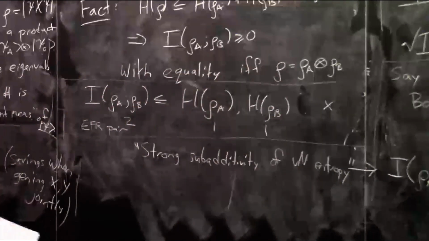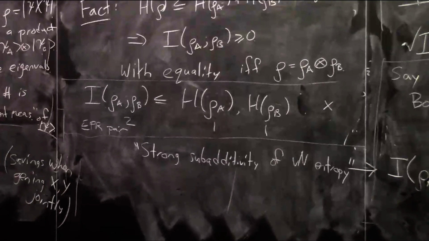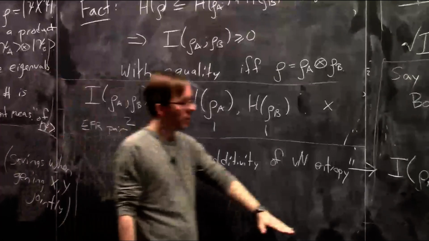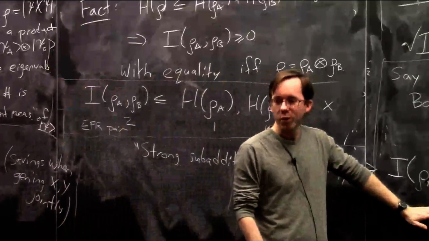And this was conjectured by different groups in the 60s. And it was finally proven in 1973 by Elliott Lieb and Mary Beth Ruskai. And it's hard. I mean, it's not insanely hard, but I guess it would take like 2 lectures or something to prove it. So it's kind of a cornerstone fundamental result in quantum information theory that, at least this one is true.